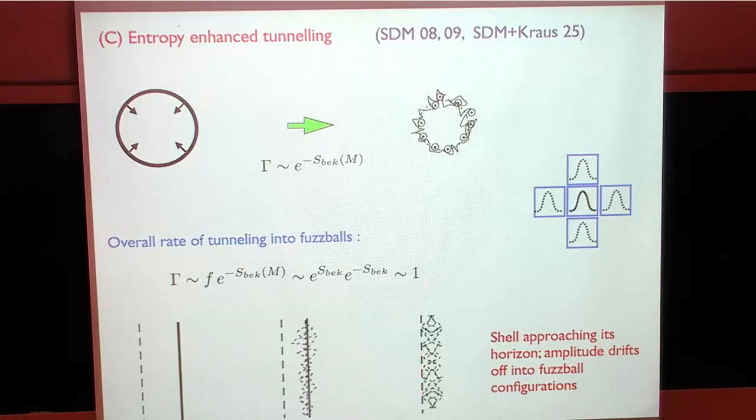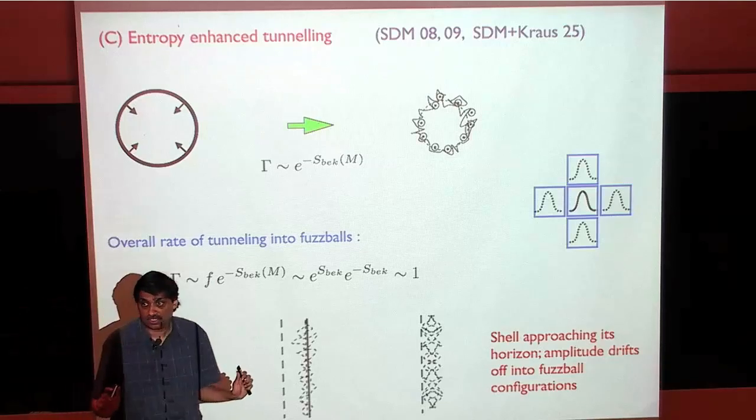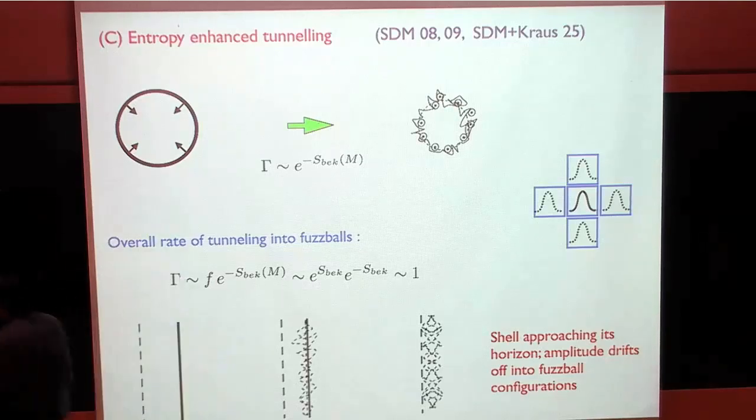Why does something happen at the horizon? That was always the question. What happens to something coming near the horizon? This is what I would like to argue happens as you go near the horizon. The amplitude is drifting into configurations that in a normal theory of gravity you wouldn't see, but in string theory they are like these bubbles of nothing, and I would like to argue they exist, and this is what they do.